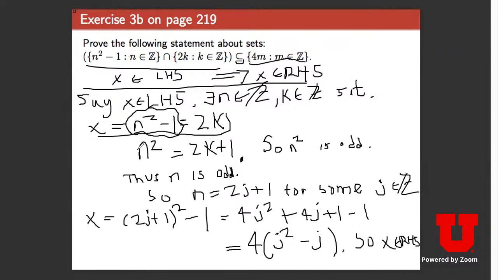So I got a little lost there for a second. Why do we introduce j? Why do we put 2j plus 1? Because n is odd. So that means that n is 2j plus 1 for some integer j. Oh, okay.